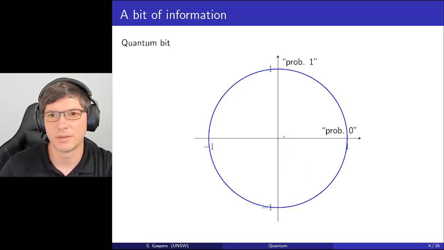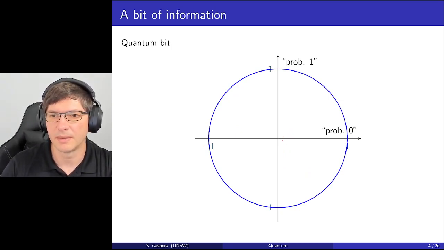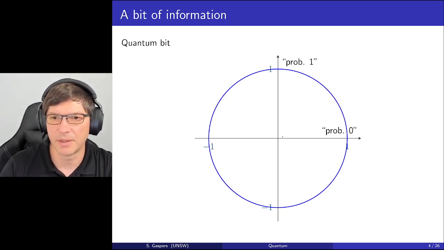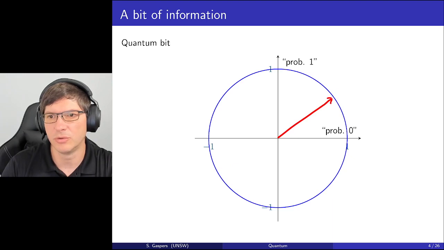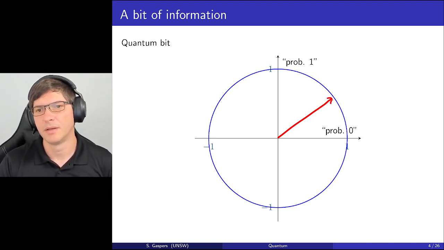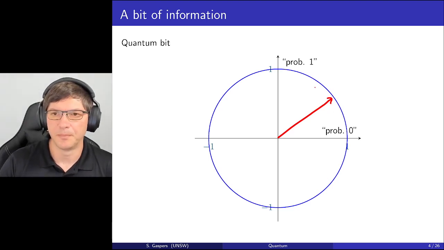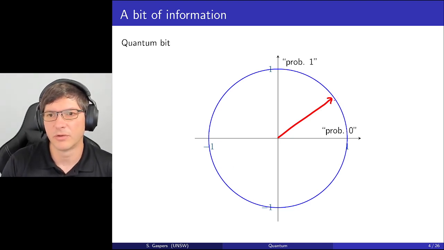If we look at a quantum bit or a qubit, those take values somewhere on this unit circle. And typically this is represented as a vector going from the origin to a point on this circle. Now, these probabilities are not really probabilities anymore. They are amplitudes. And you can see that they can become negative. And the property is that, well, we have a circle here. So the property is that the square of the absolute values of these amplitudes sum up to 1.